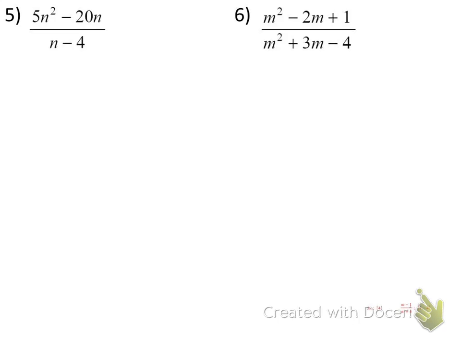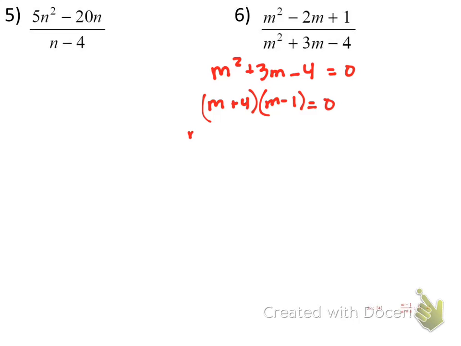Here we go. On number 6, your first thing you do, take your denominator. You go m squared plus 3m minus 4 is equal to 0. We could factor your denominator. We know it's going to be m plus 4 times m minus 1 is equal to 0. Zero product property, m plus 4 equals 0, m minus 1 equals 0. So it's going to be m cannot equal negative 4, and m can't equal positive 1.